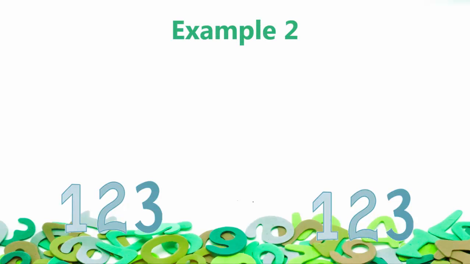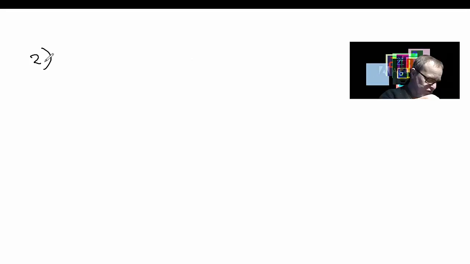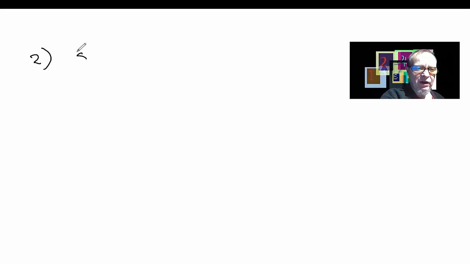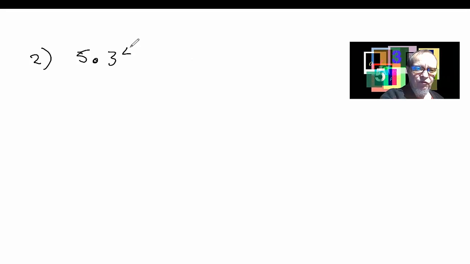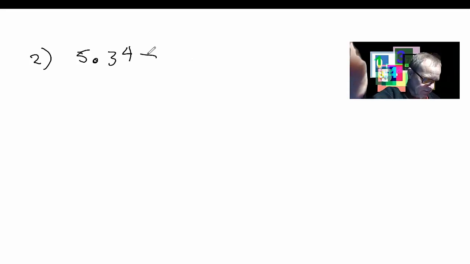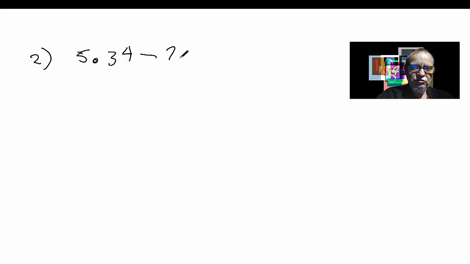In example number 2, we have 5.34 minus 2.08. Let us go over to the whiteboard and work this one out in detail. In example number 2, we have 5.34 minus 2.08.